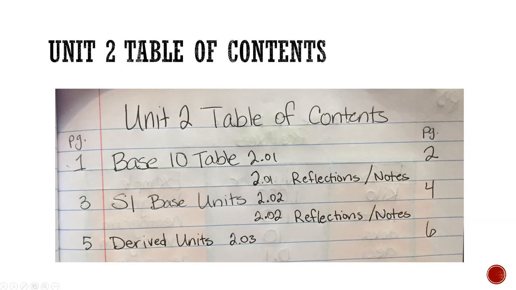This is going to be your table of contents for the interactive notebook. Again, one side is mine and the other side is yours. So page 1 right here is going to be the base 10 table, and I'll show you what that looks like here in a minute. Page 2 is going to be your reflection and notes from Unit 2.01. Page 3 will be the SI base units, and page 4 is going to be the reflection and notes from 2.02. Page 5 will be derived units, and again, this is all content that I will be providing. And then page 6 will be your reflection and notes.